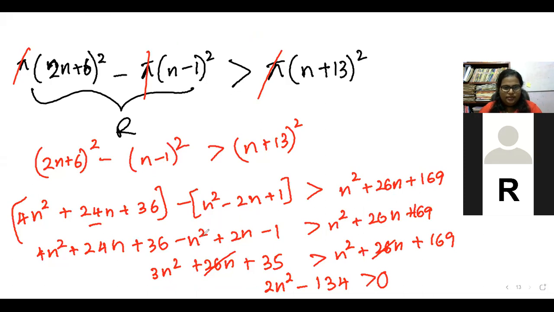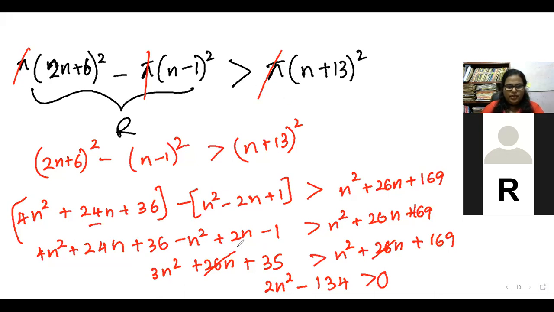Please see, is there any mistake here? Minus n square plus 2n minus 1. So no, there is plus 2n added.